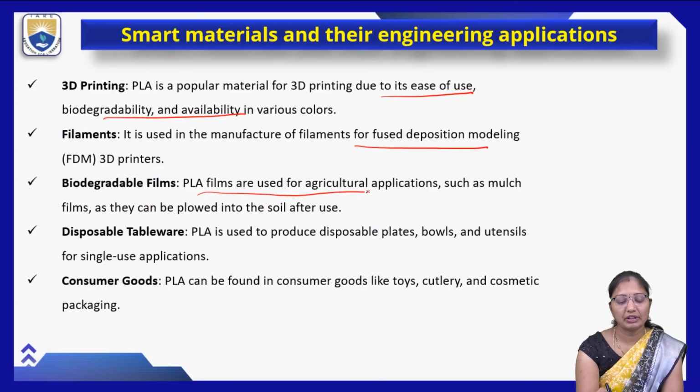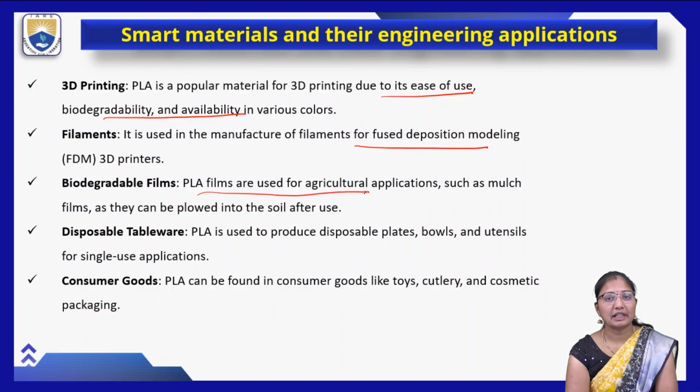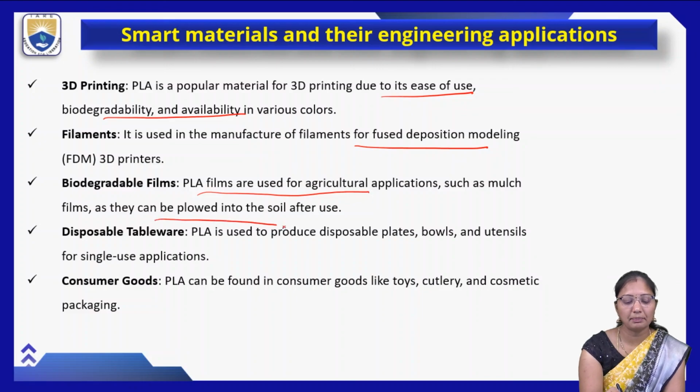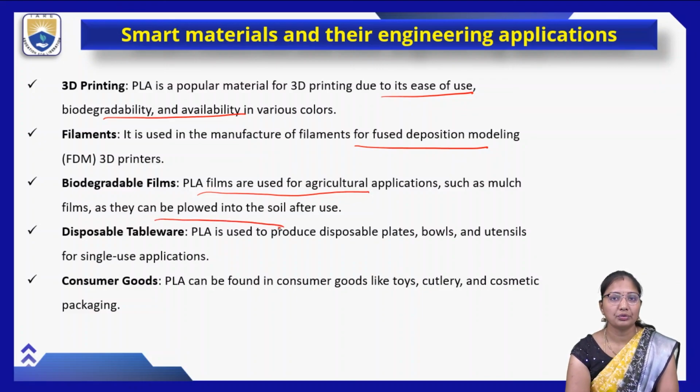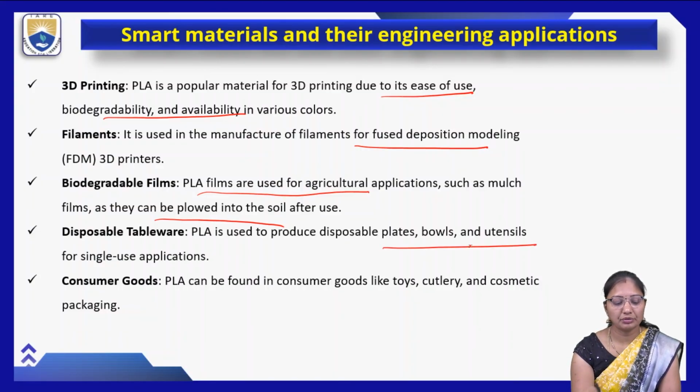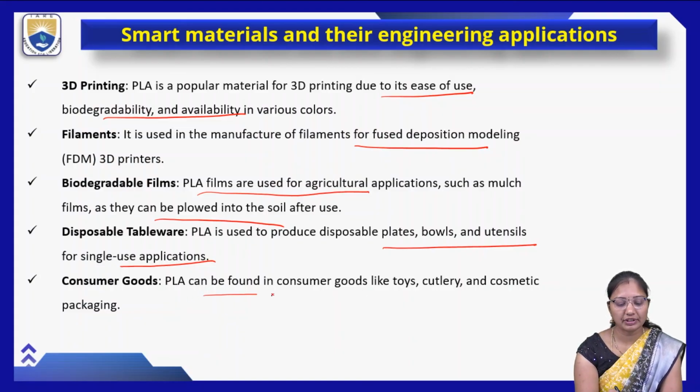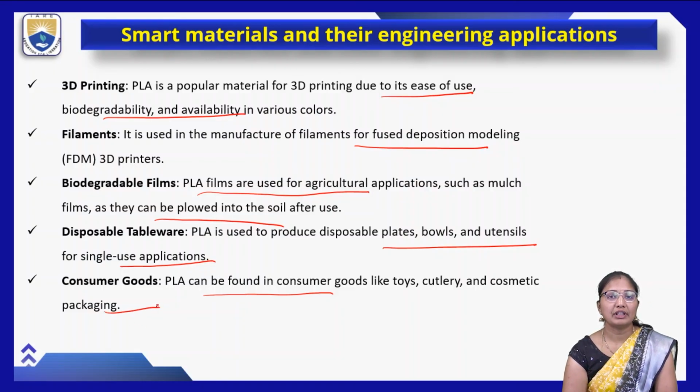Then biodegradable films are used for agriculture applications such as mulch films, and they can be plowed into the soil after use. Disposable tableware such as plates, bowls and utensils for single-use applications are preferred because of this biocompatibility and biodegradability. And consumer goods can be found like toys, cutlery and cosmetic packaging. These PLA films or packing materials are used.